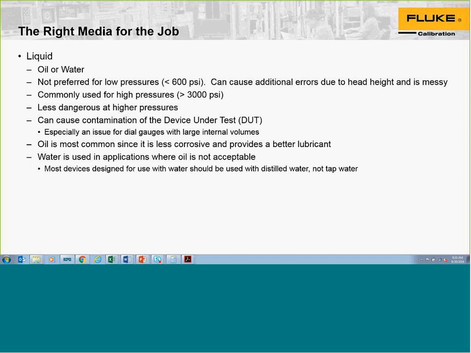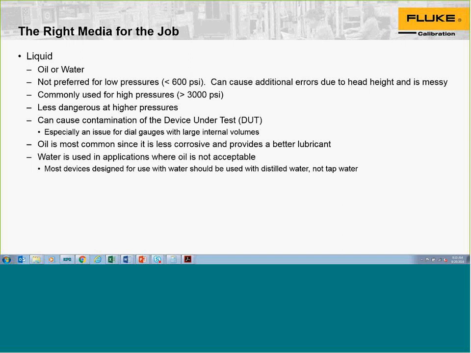If you can't use oil, then water is sometimes used. It can be quite useful. Obviously, you need to take care to make sure that your item is dried out after usage and isn't allowed to rust and so forth.